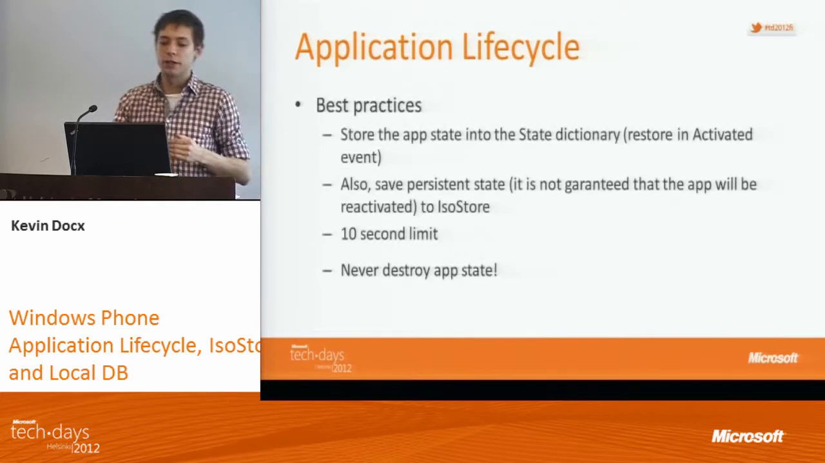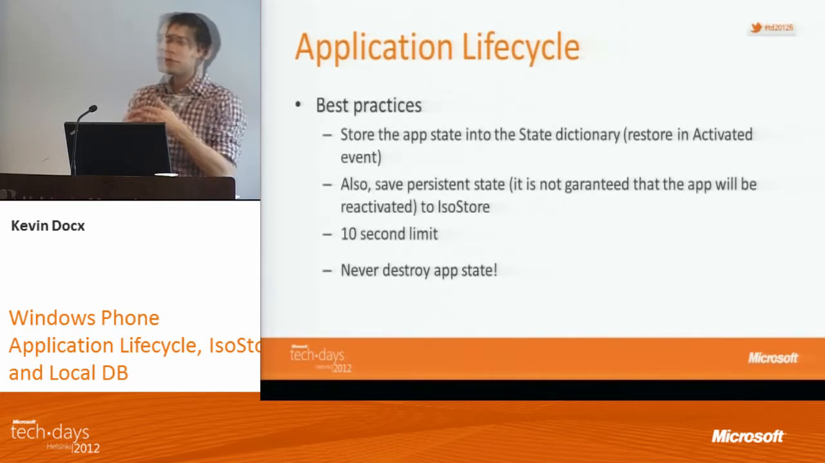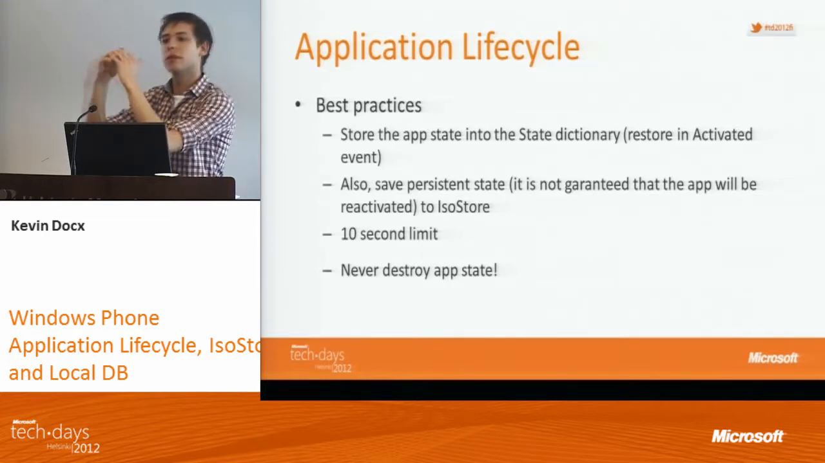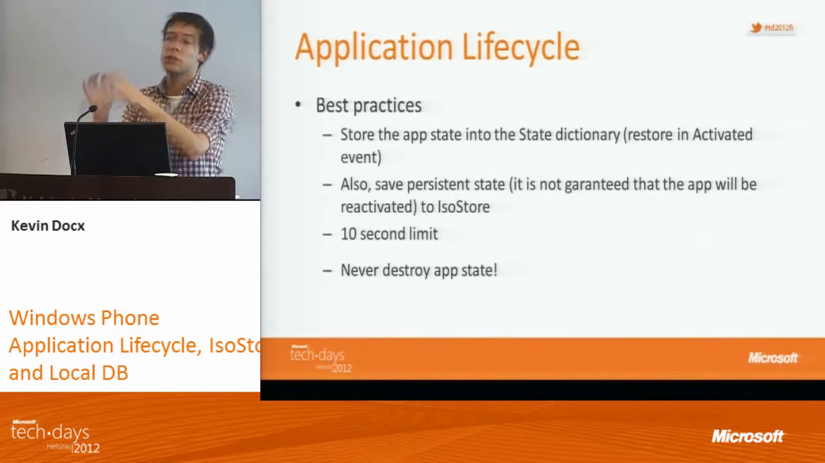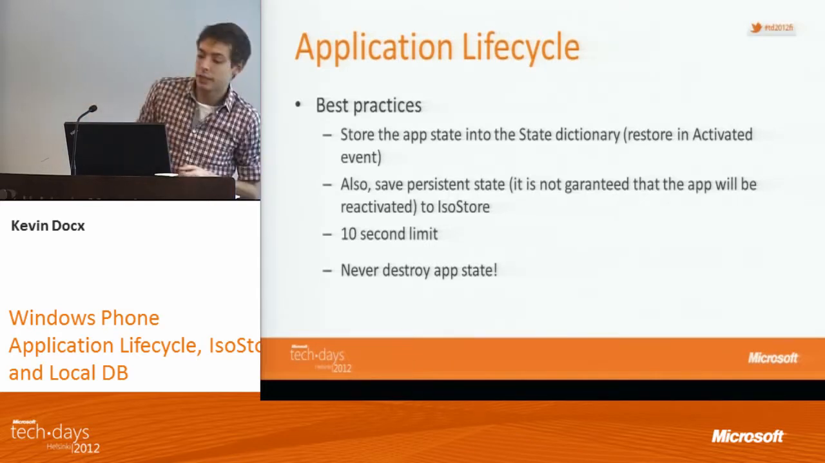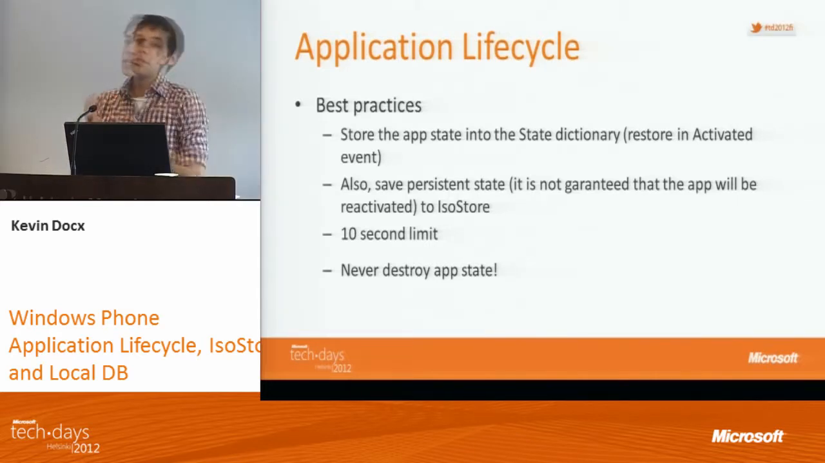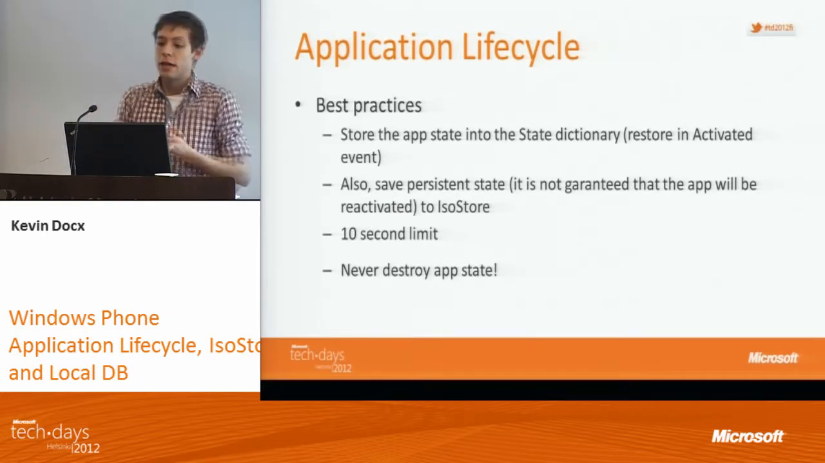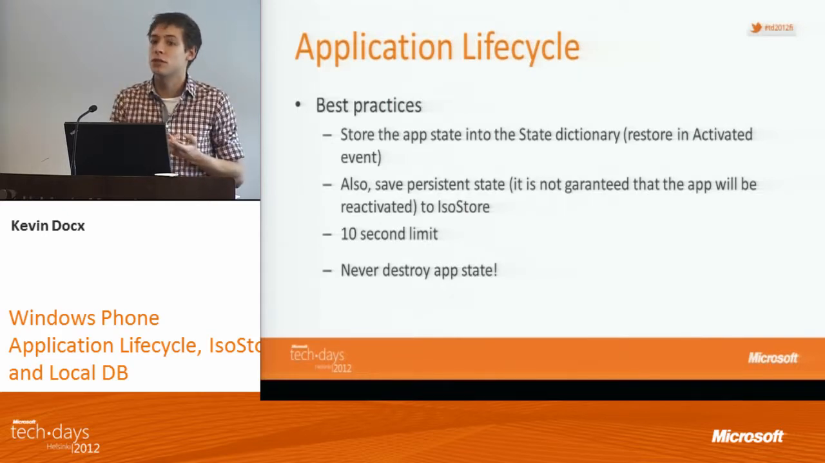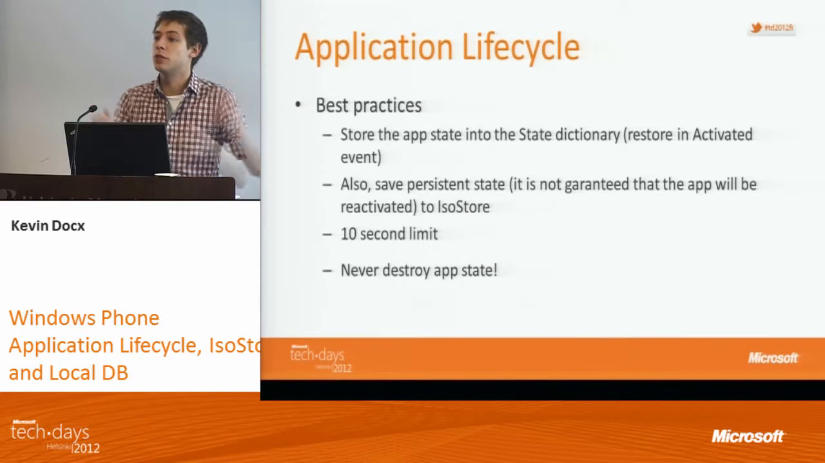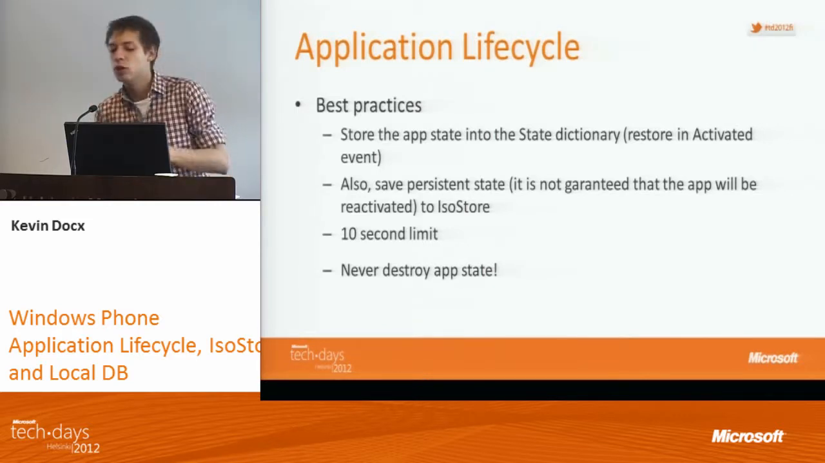What you should do here is, when you go through the deactivated event, I've talked about this, a few things can happen. Dormant state, tombstone state, or completely removed from memory. So you should store the app state in the state dictionary, which we use when returning from tombstone state. And you should also store your application state in your isolated storage, which we can use when we return from an app that's terminated.